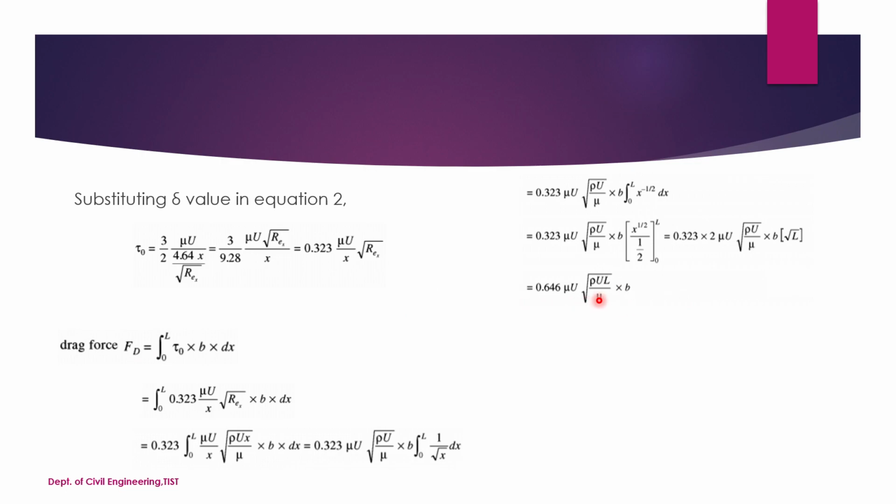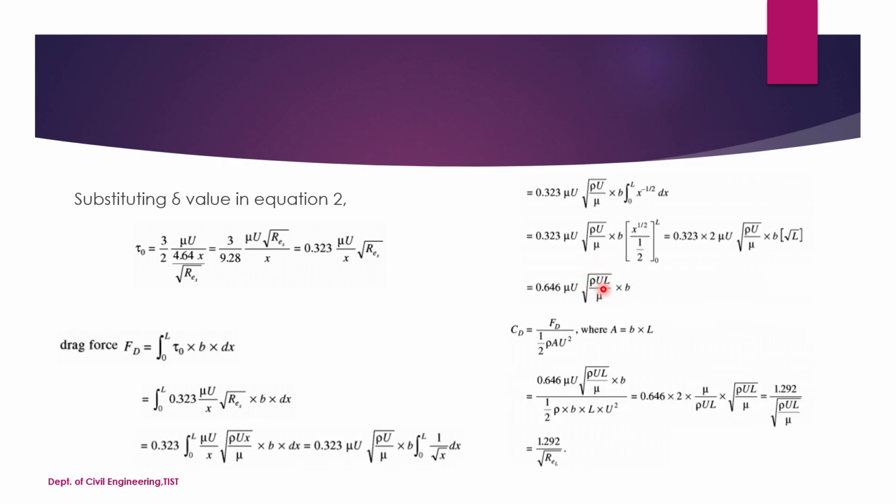Okay, so we got the expression for Fd in terms of Reynolds number. Here it is rho ul by mu, so here you can write Rel. We also know that CD is equal to FD by half rho A U square. We have already studied this equation. So area A is nothing but length into breadth of the thin plate. Substituting that value, you will be getting the expression for CD also in terms of Rel.